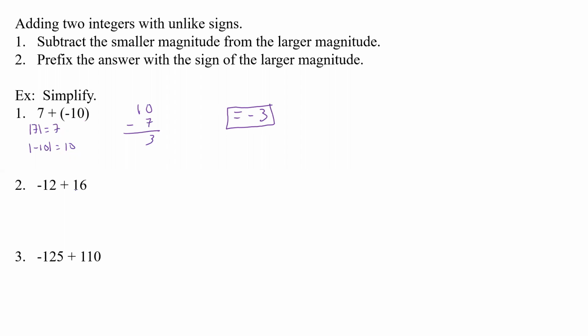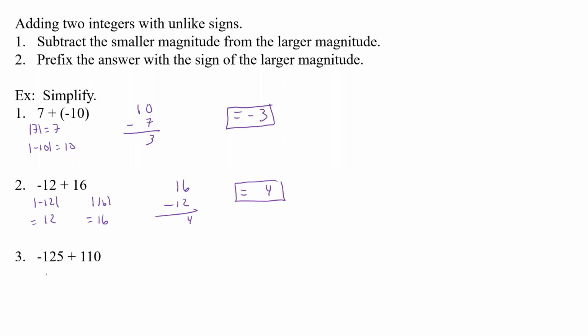And similarly, we have the same thing here. So we'll take the absolute value of a -12, and that's equal to 12. And we'll have the absolute value of 16. That's equal to 16. So the larger is 16, so we'll take 16 minus 12. Well, 6 minus 2 is 4, and we get that. And so our answer is going to be 4, and our sign, well, the larger sign was positive, so that means that's going to be our answer. Okay.